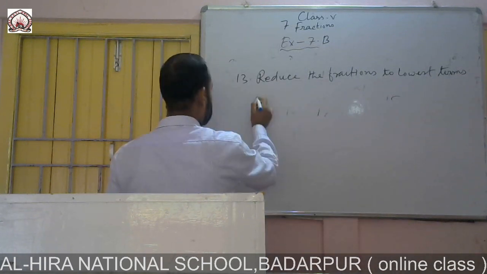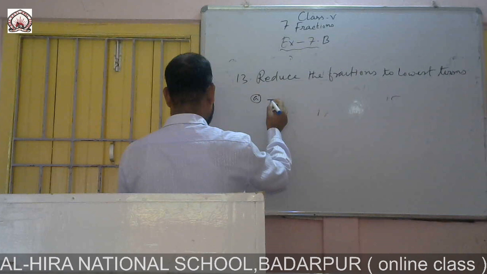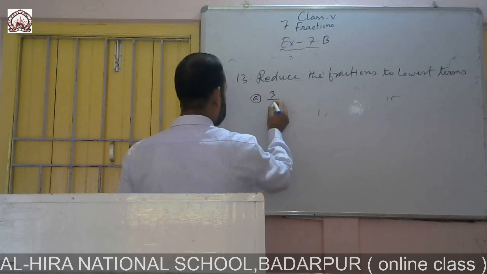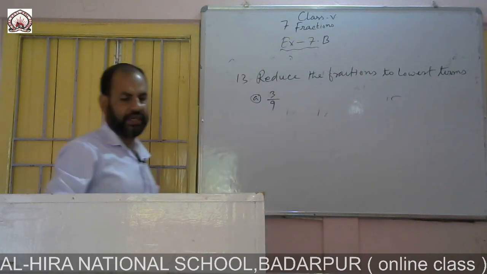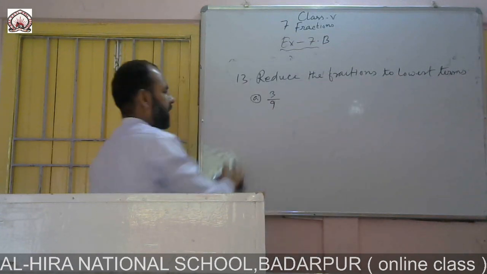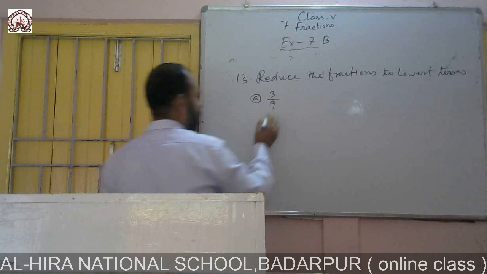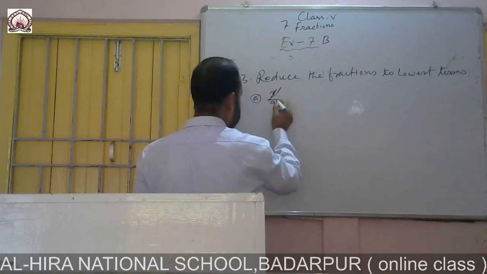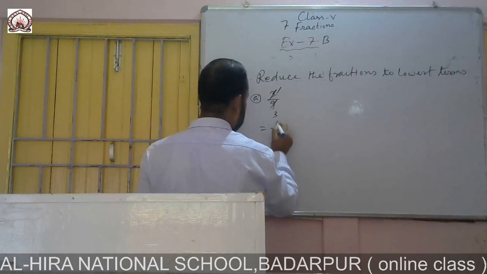So number A, 3 by 9. So we cut it and make it short, small. Make it small. So we now cut: 3 1 jar 3, 3 3 jar 9. Answer is 1 by 3.